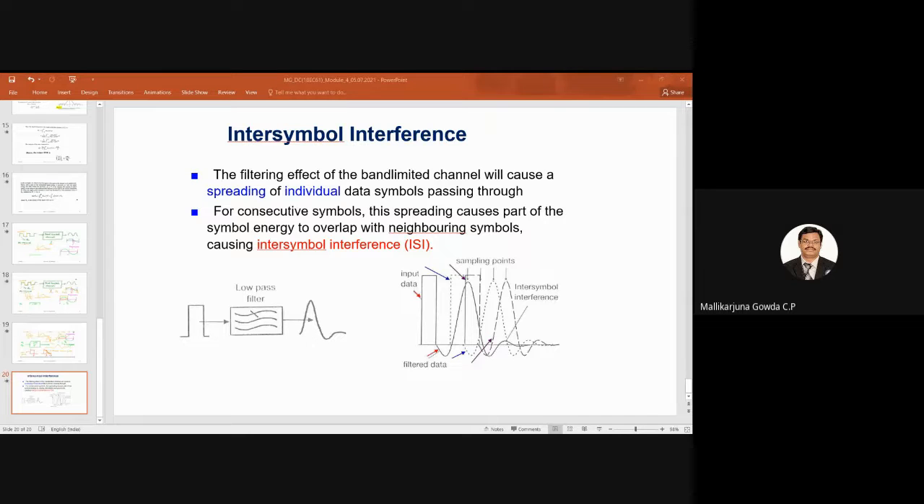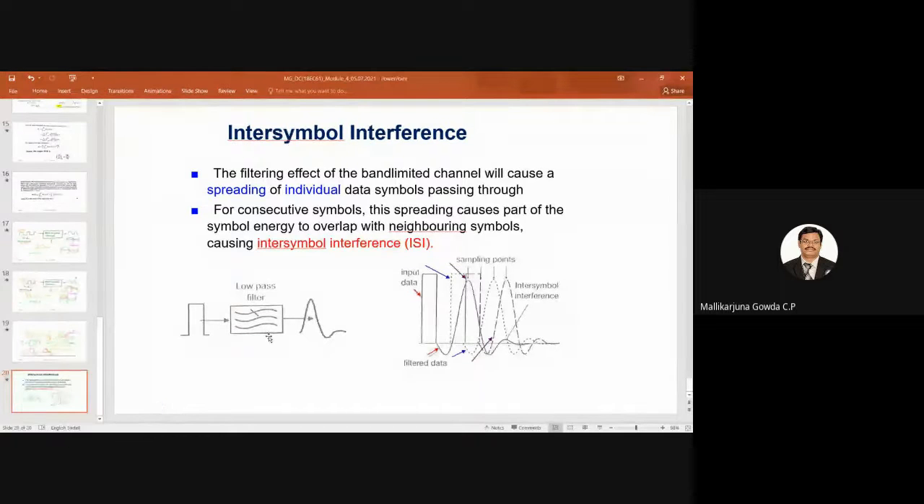Able to see this input is a rectangular pulse, right? What is the output of that? As I used to say, a channel will be modeled as a filter. So here I am considering it as a low pass filter. At the filter output, this is my input data, and actually it should be a rectangular pulse, right? And I'm getting it like this as a sinc function.